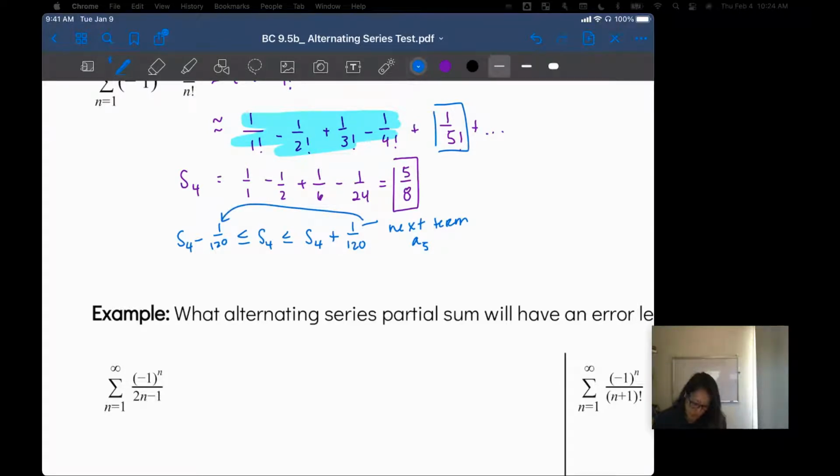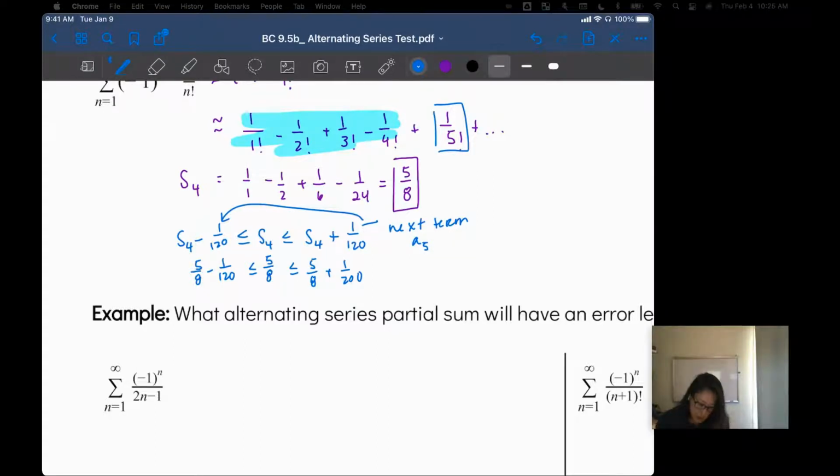Okay, so we just go ahead and solve that. So the sum has to be greater than or equal to the lower bound, 5/8 minus 1/120, and less than or equal to the upper bound, which is 5/8 plus 1/120. Remember, the next term is the maximum amount of remainder that we can have. So we need to add the remainder or subtract the remainder, and that is going to be our reasonable interval for our actual sum.